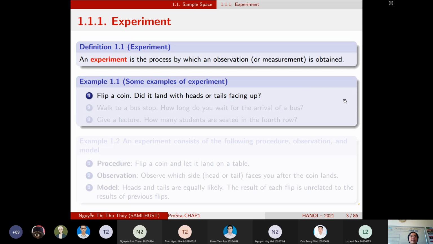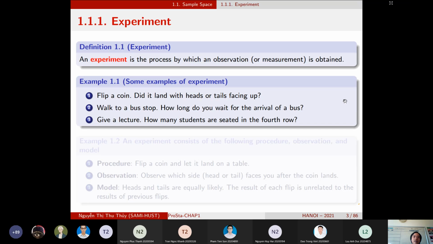For example, a very popular experiment is to flip a coin. You know a coin? A coin has one head and one tail. So we want to see if it lands with head or tail facing up. Or we walk to a bus stop, and the time you have to wait until the arrival of a bus, that is also an experiment. The third example is giving a lecture, and we count how many students are seated in the fourth row. It's a random number. We don't know.